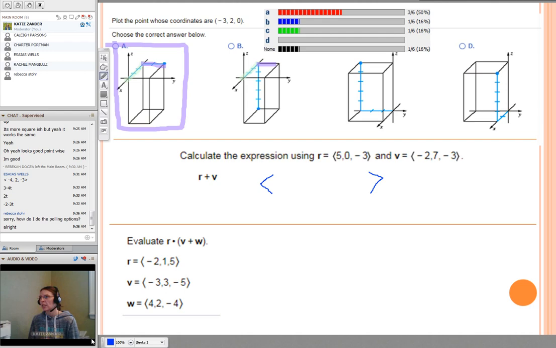If we can do our simple addition, we can definitely handle this one because we're just adding our like terms together. So what do we get for this resulting vector when we do R plus V? If I have enough room.